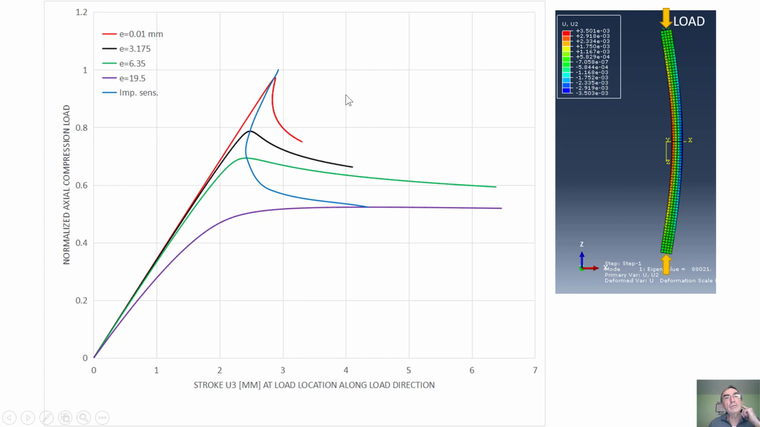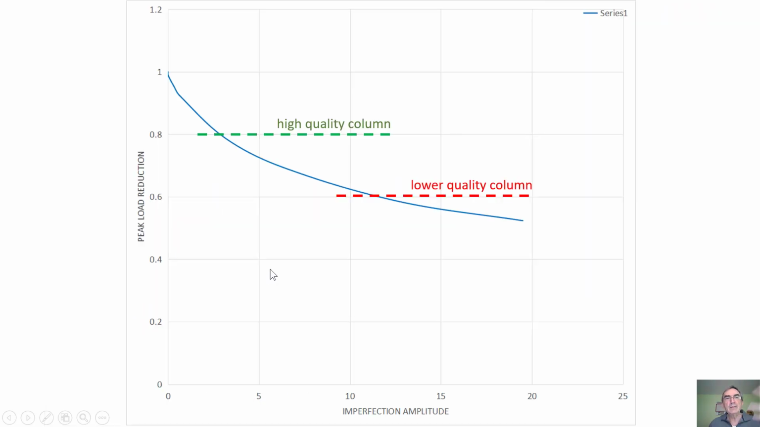And so one thing I can do now is join with this blue line all the peaks, and this is called the imperfection sensitivity curve, because it tells me how much load I lose as a function of the imperfection. But in this plot, it doesn't look really nice because here I don't have imperfection, I have a stroke. So I can make another plot, and this is the same data, peak load reduction from 1, going down in terms of imperfection amplitude.